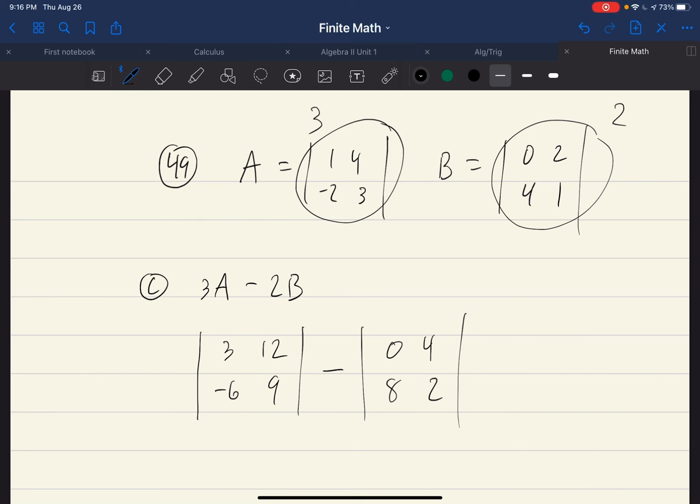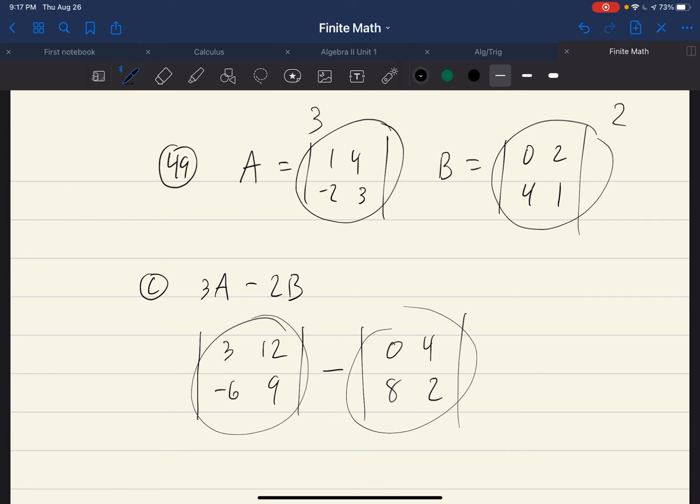But the idea is you can do multiple things with matrices. You can do this one plus this one, plus 3 times another one. But the main thing is the dimensions have to be the same. Notice this is 2 by 2 and that's 2 by 2. So they'll be able to add together.